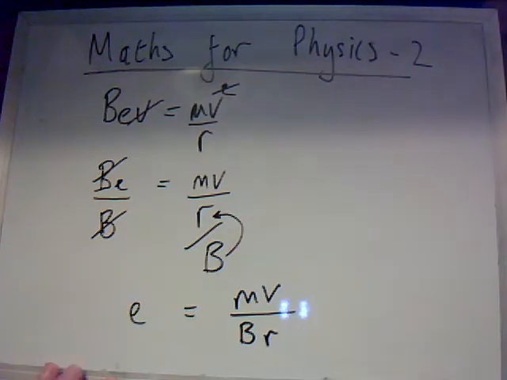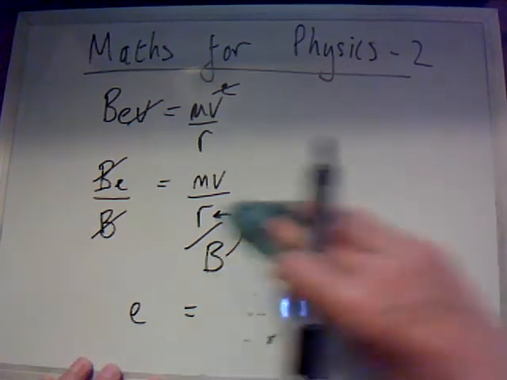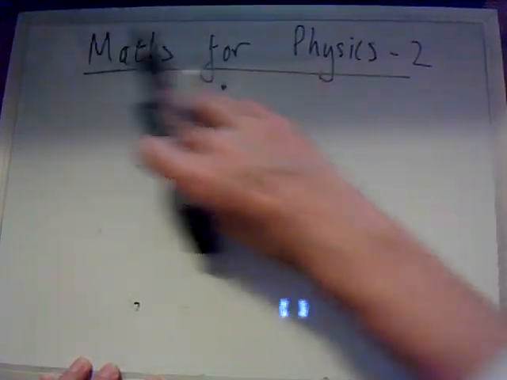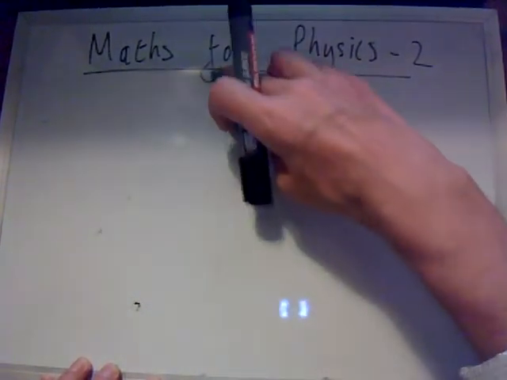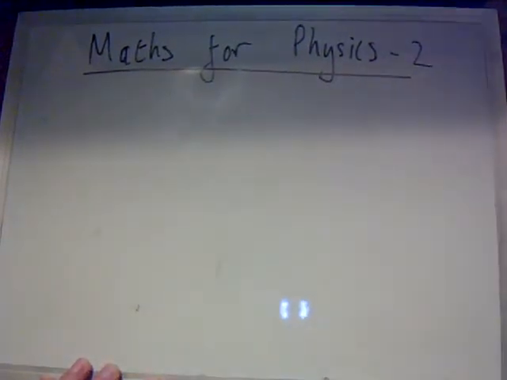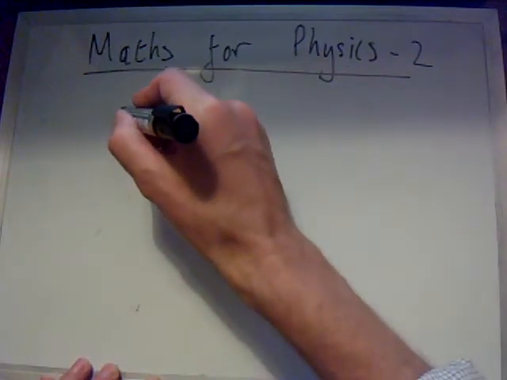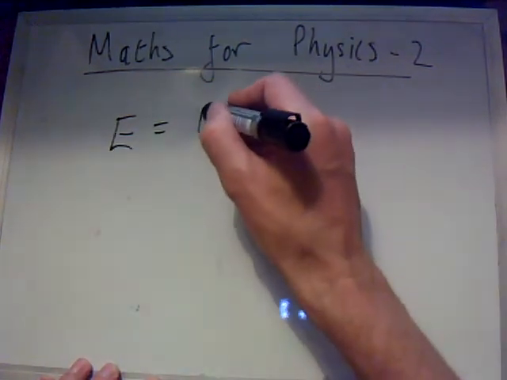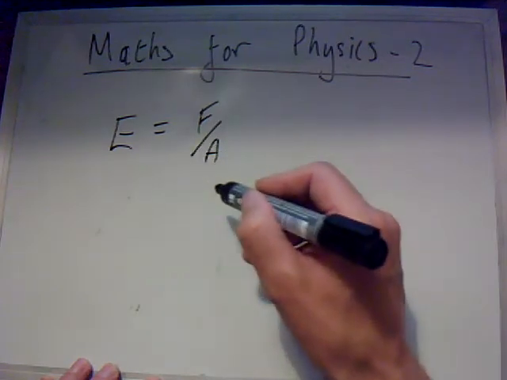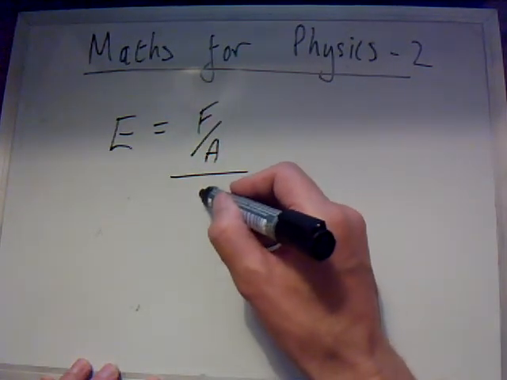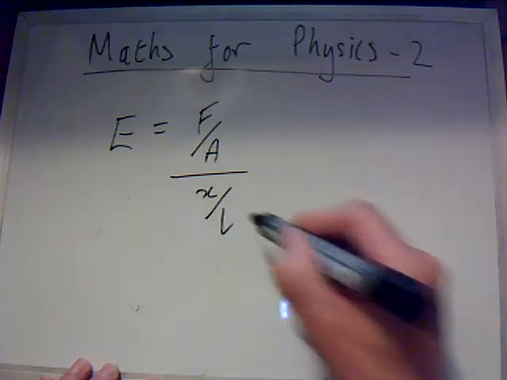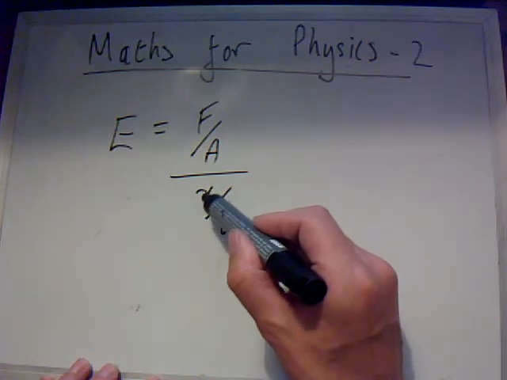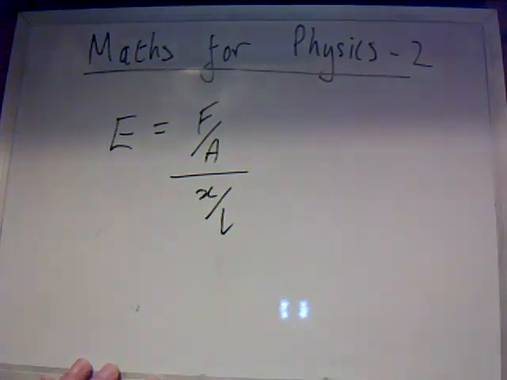Okay, now let's look at another equation. Again, a bit different to that one, slightly more complicated. In fact, you'll come across this equation in AS. So Young's modulus E is equal to force divided by area, all divided by extension divided by original length. And that letter X there is sometimes called little e, sometimes called delta L, but we'll call it X for extension for now.